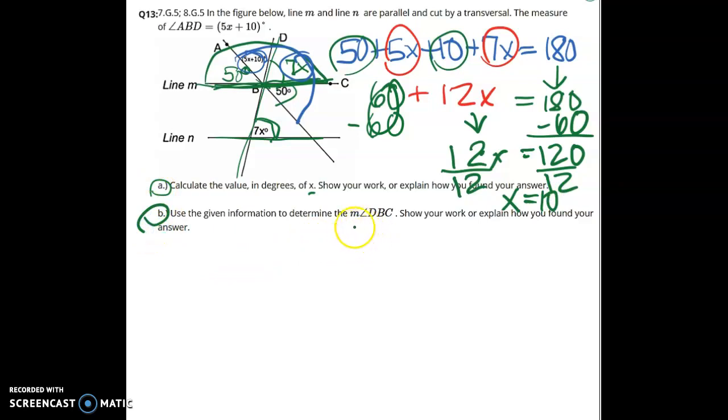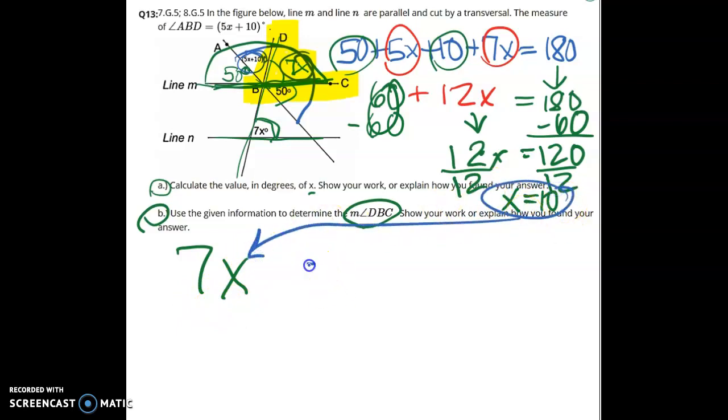Part B asked me to find angle DBC. If I look back up here, angle DBC, so connecting those, I currently have it labeled as 7x. Okay, well, if it's 7x, I now know that instead of writing x, I can write what x equals. So I'm going to have 7 times 10, or sometimes we write that in parentheses. So that means that angle will be 70 degrees.